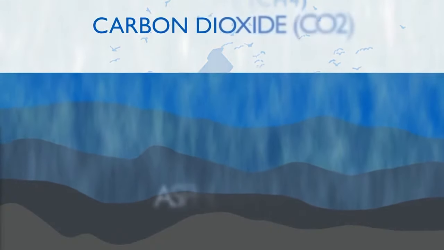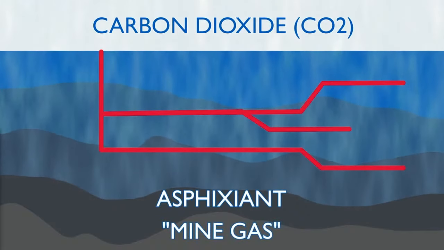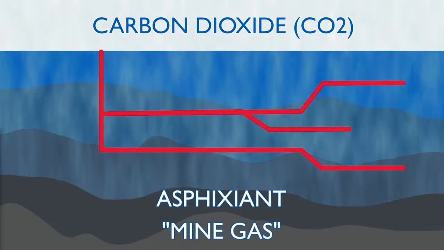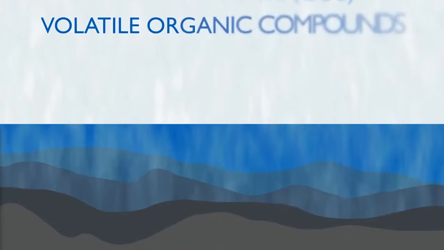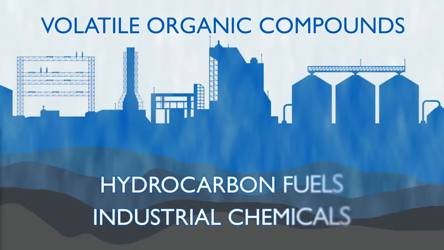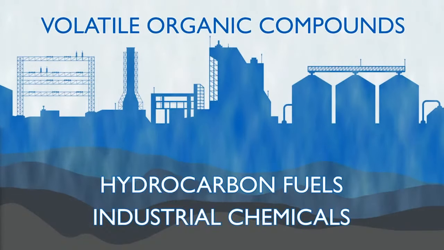Carbon dioxide, or CO2, is an asphyxiant and typically originates in former mine workings, where pockets of gas can collect and be released by changes in groundwater levels or atmospheric pressure. Volatile organic compounds are things like hydrocarbon fuels or industrial chemicals, which may leach into soils and emit a range of harmful gases.